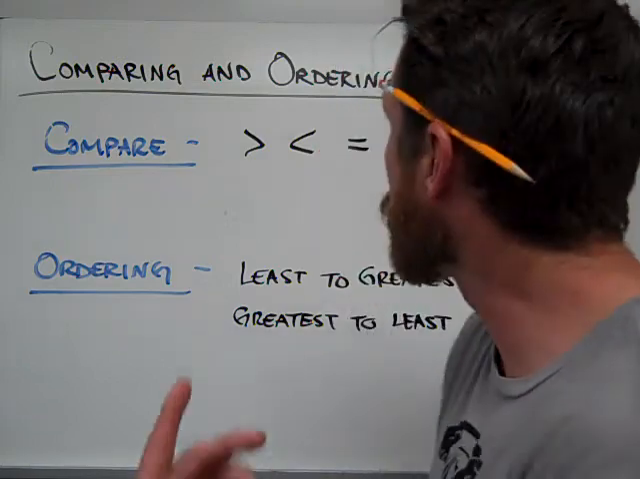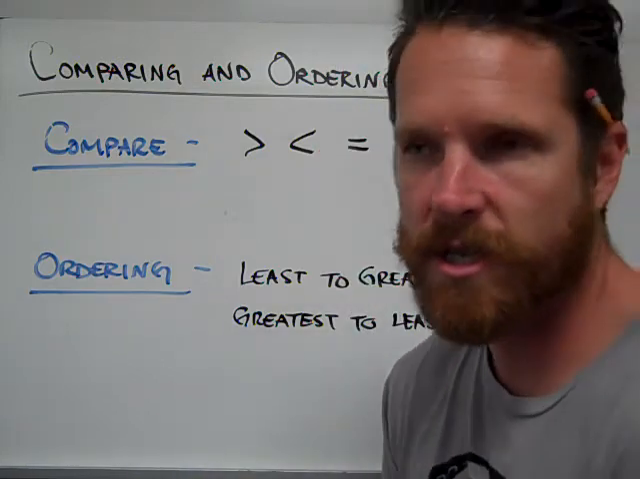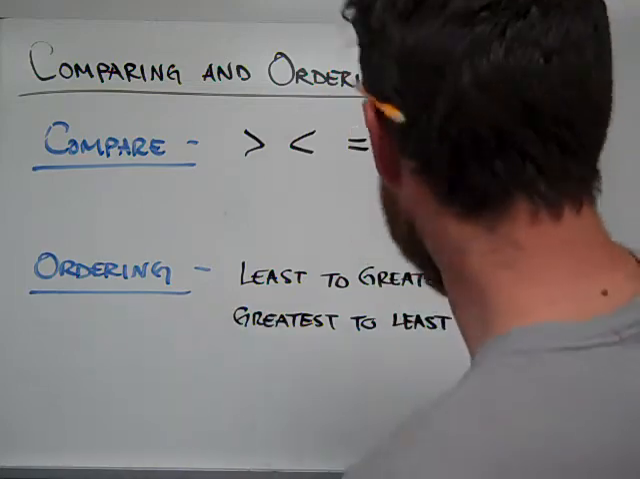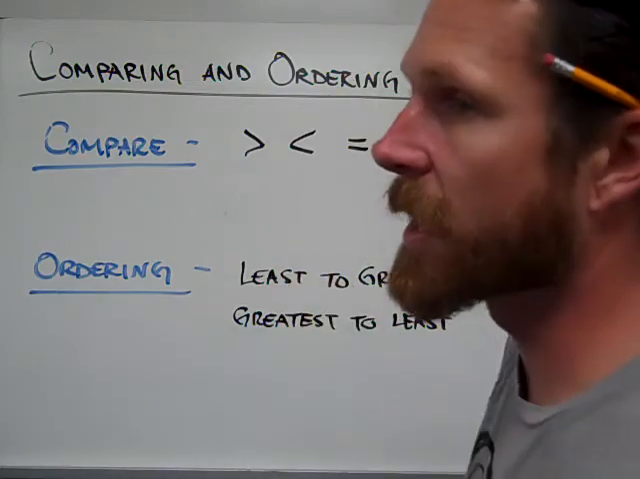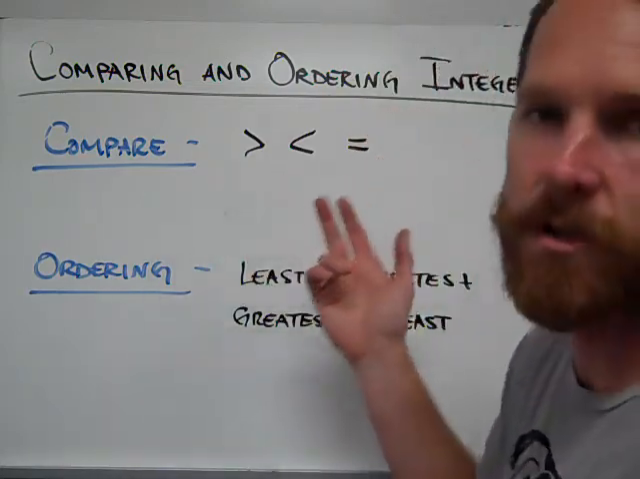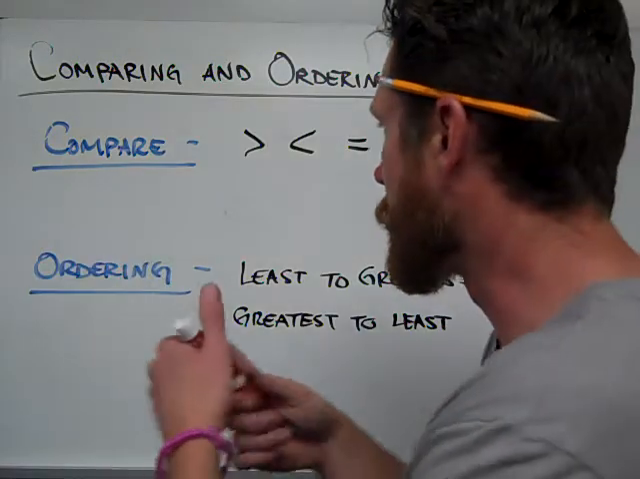Alright, comparing and ordering integers. So let's talk about what it means to compare and what it means to order. First off, comparing is greater than, less than, or equal to. That's what they're asking. You have two numbers and you're comparing them.